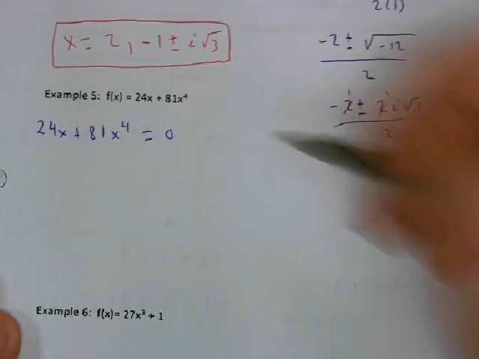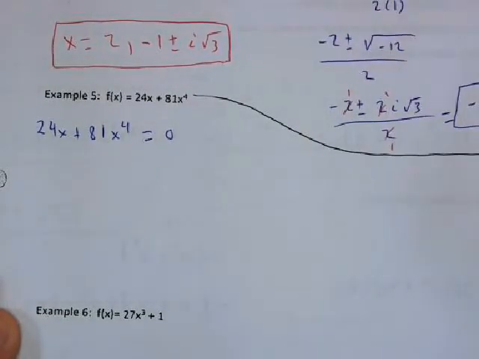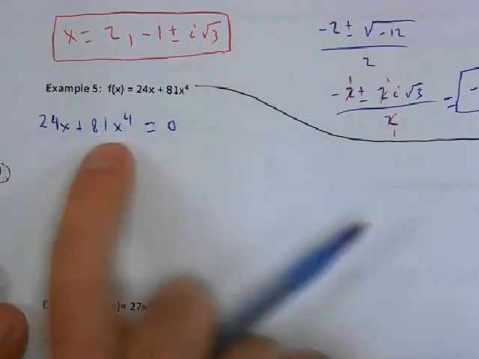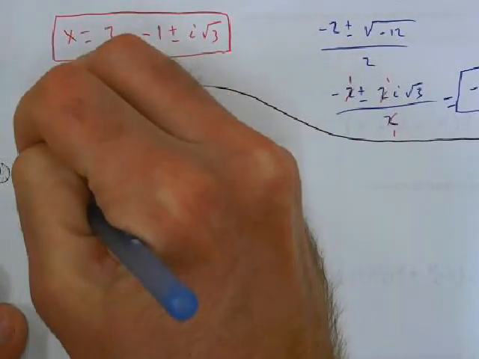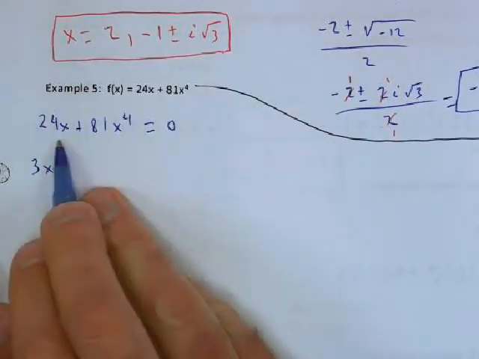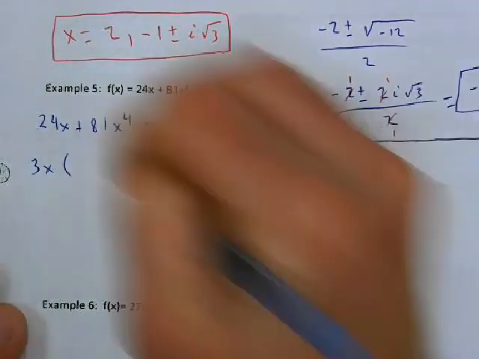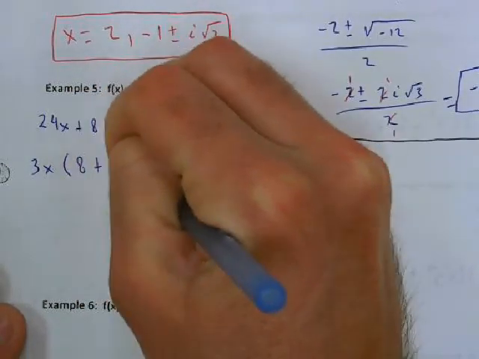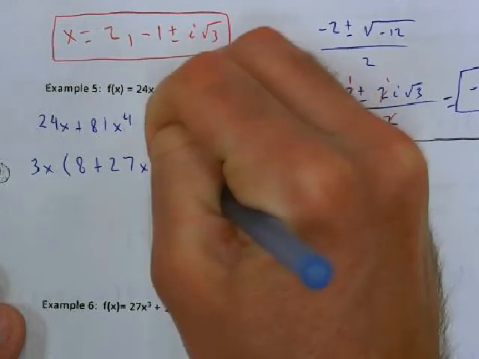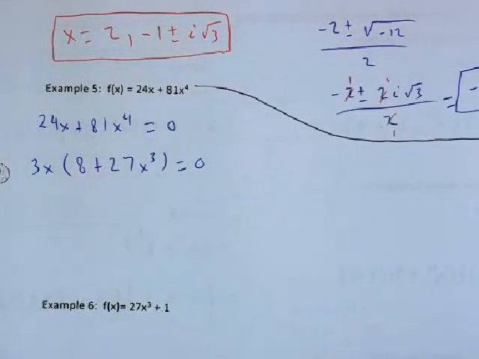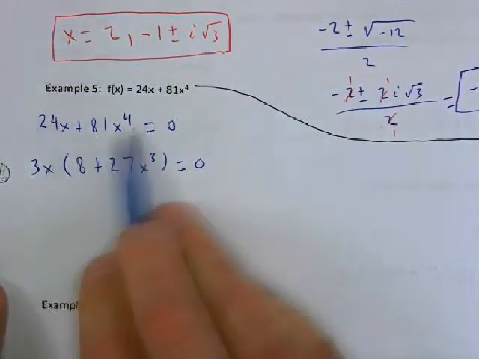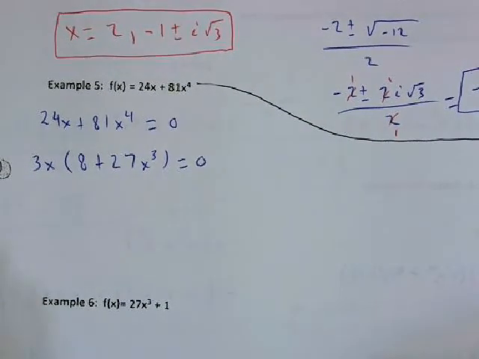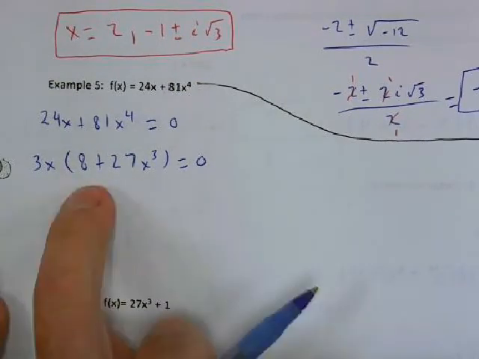And we're probably going to need space, so I'm going to separate the first problem from the second. Okay, so we can take out a GCF of 3. So if I pull out a 3 and an x, because they both have an x there, that leaves me with 8 plus 27x to the 3rd. Also, keep in mind, in our original problem, since our highest power of x was x to the fourth, on this problem we're going to get 4 answers.